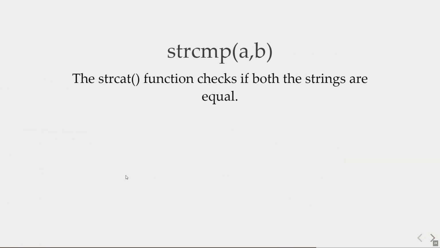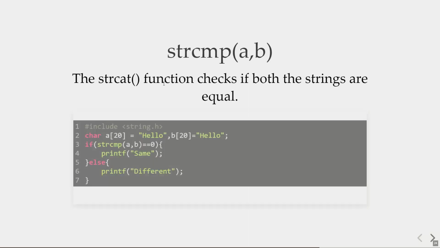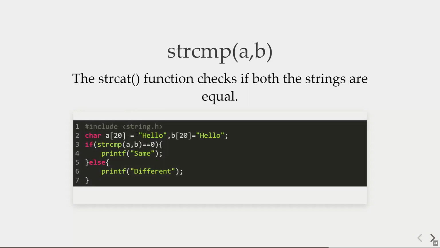The next one is string compare. This is a mistake, I have to replace it by string compare. String compare checks if both the strings are equal. To check if both strings are equal, you would have to check each character one by one, but this function removes the problem of checking each and every character. You just have to simply give two strings, and if they are equal it will give you 0. This is how it looks like.